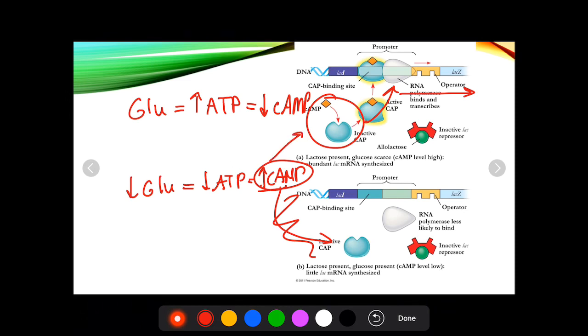So these pictures are kind of opposite of what I just drew out. I apologize. Arrows all over the place. Good luck deciphering.